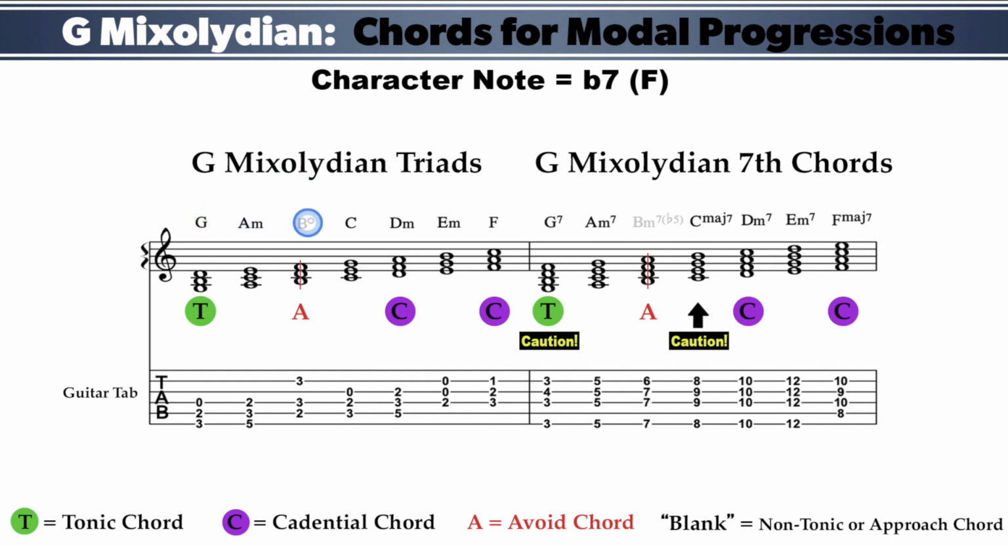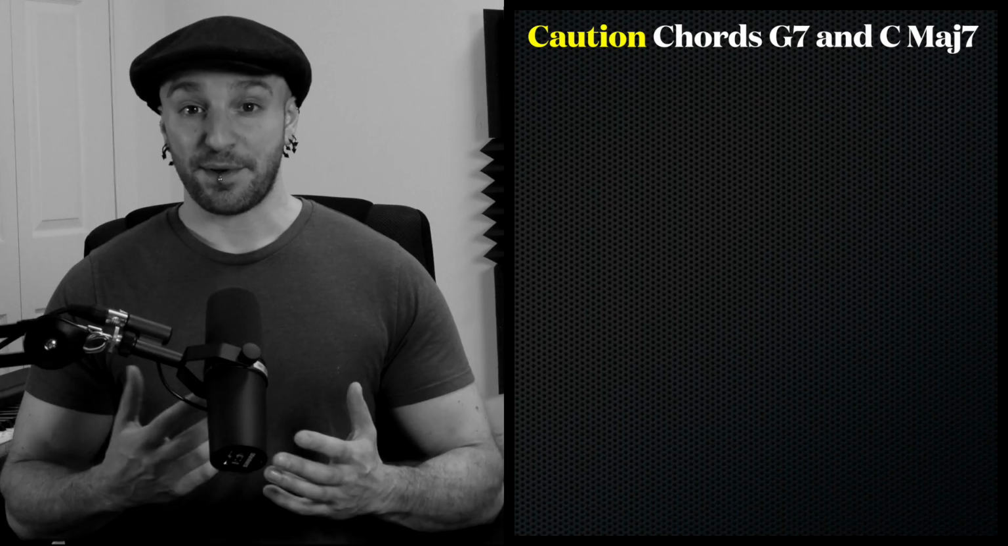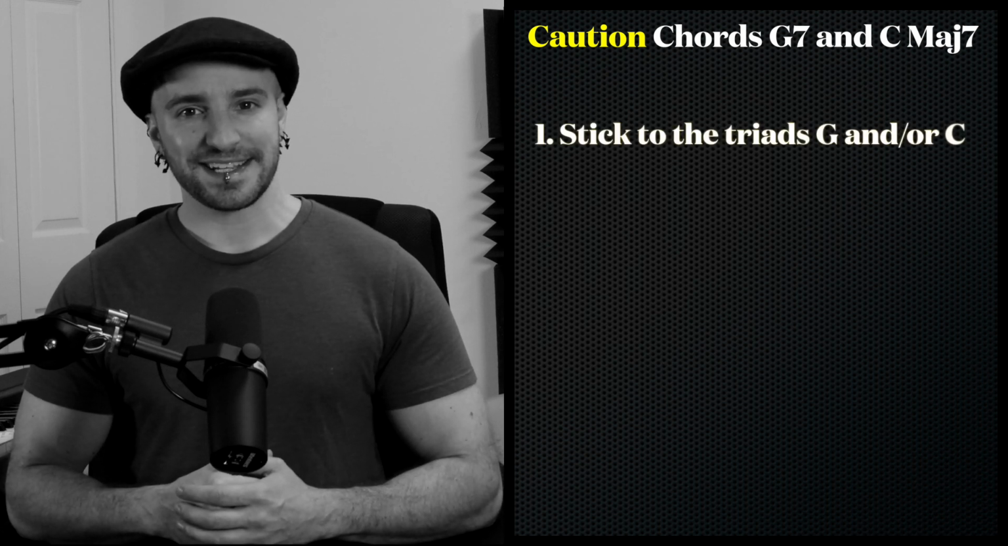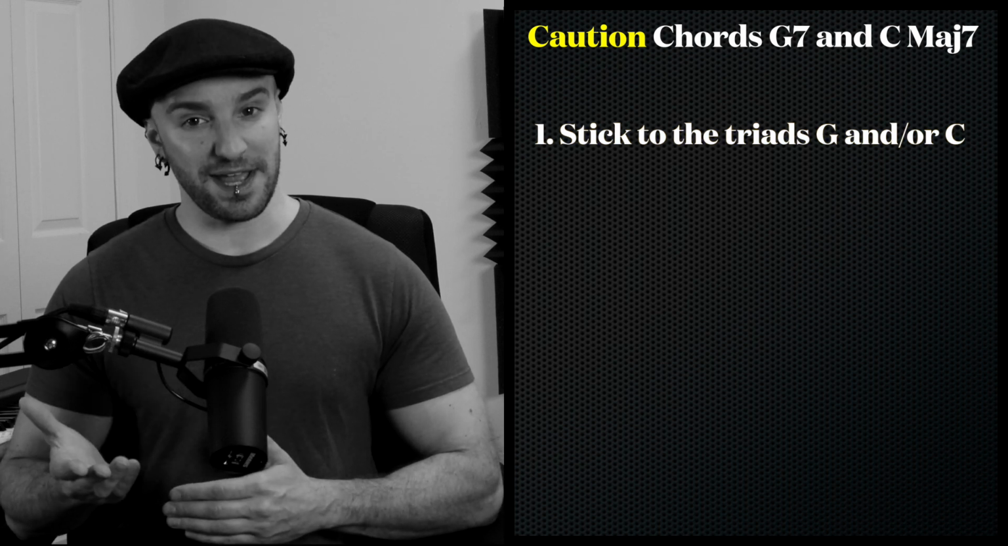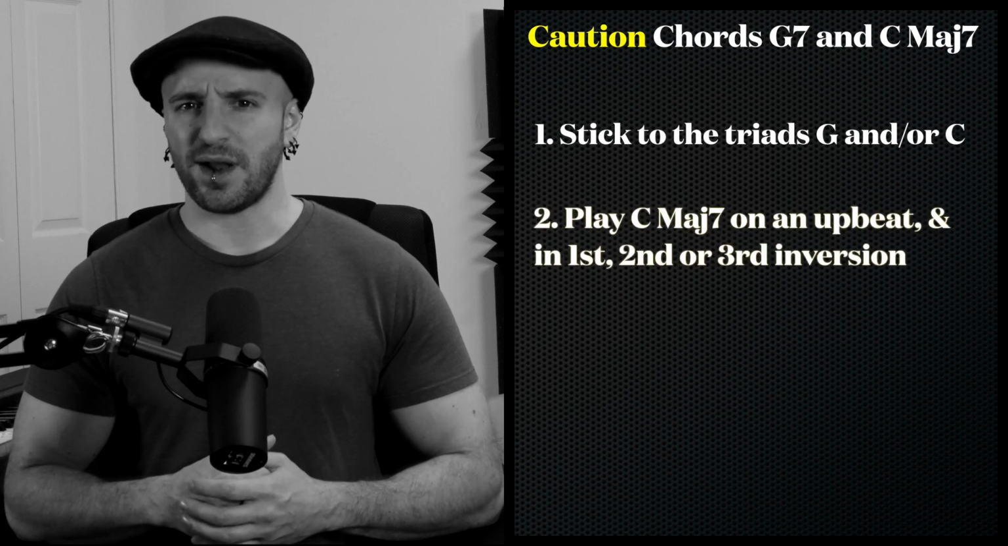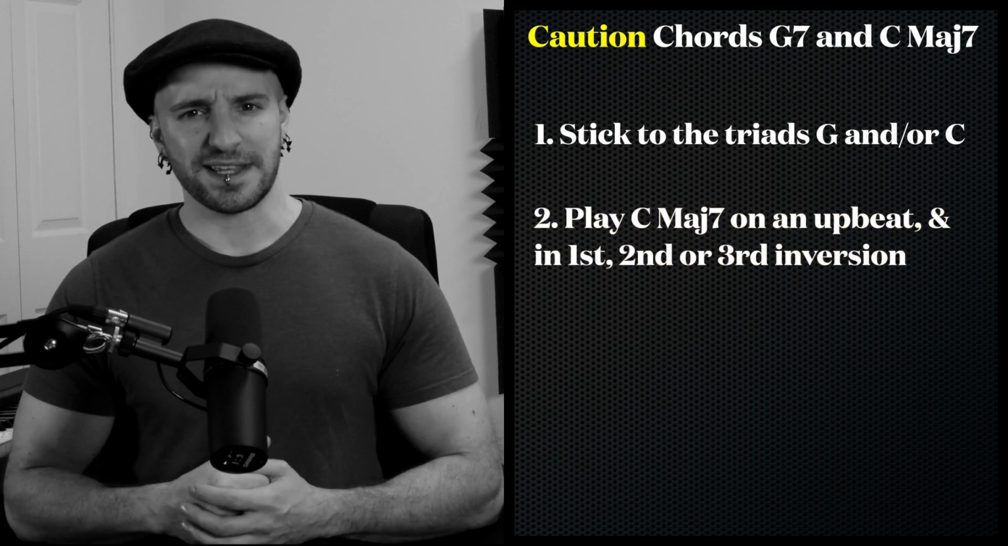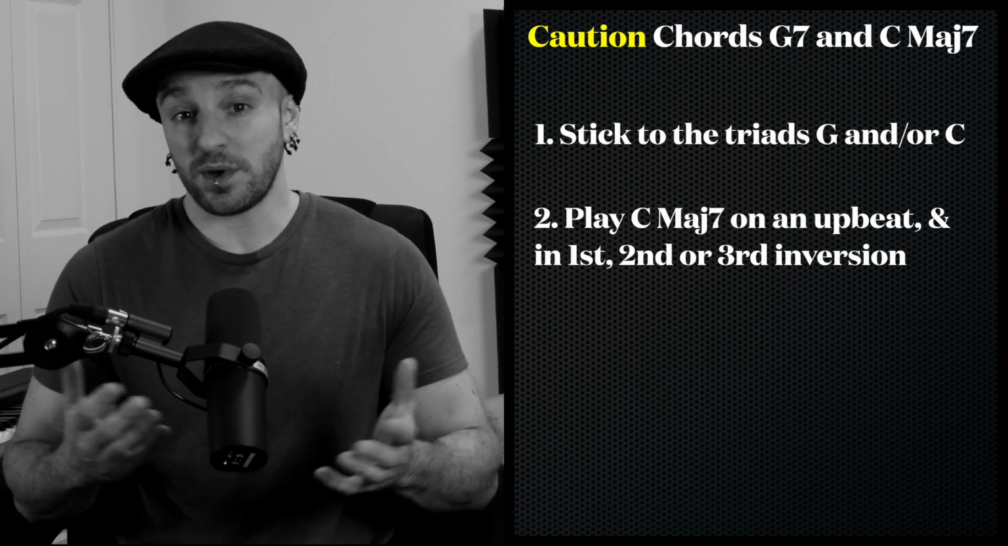The diminished chord is an avoid chord, and the G7 and C major 7 can also be avoid chords, and you could also avoid the C triad for that matter, especially if you choose to use the dominant 7th chord version of the 1 chord. But you can use these chords if you exercise caution. So let me explain once again how to exercise caution with these chords. Just like with our other modes, there are a few ways you can exercise caution and still use these chords. One, you can stick to the triads because the G triad has much less of a tendency than G7 to want to resolve to C major. Two, you can play the C major chord on a weak beat or an upbeat and use an inversion. This will help it sound less like a 1 chord, or you could just avoid the chord altogether.